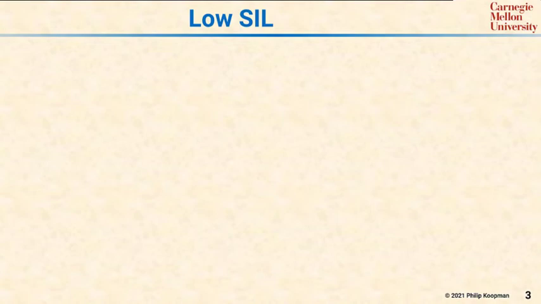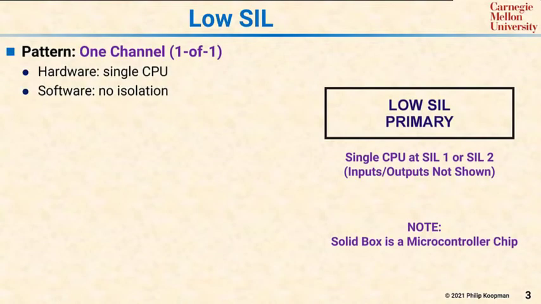Let's take a tour through different safety architectures and see how the patterns are combined. We'll start with the simplest architecture, which is the Low SIL single CPU architecture. The pattern name is one channel or one of one, and one of one means there's one CPU there and it has to be working for the system to work.